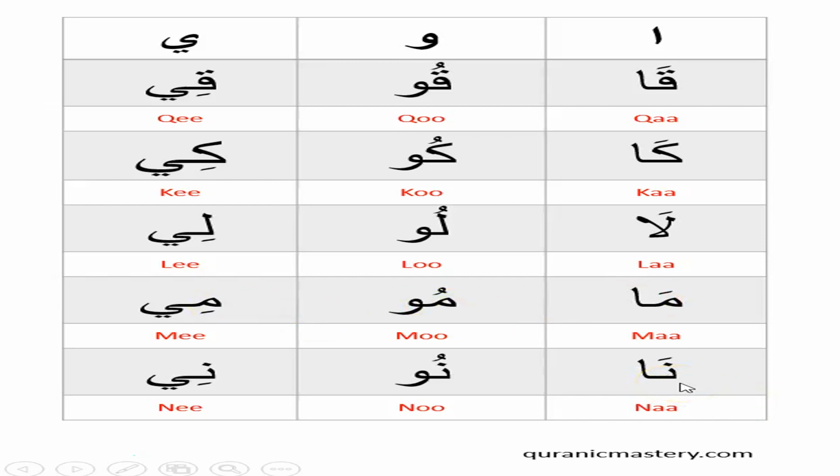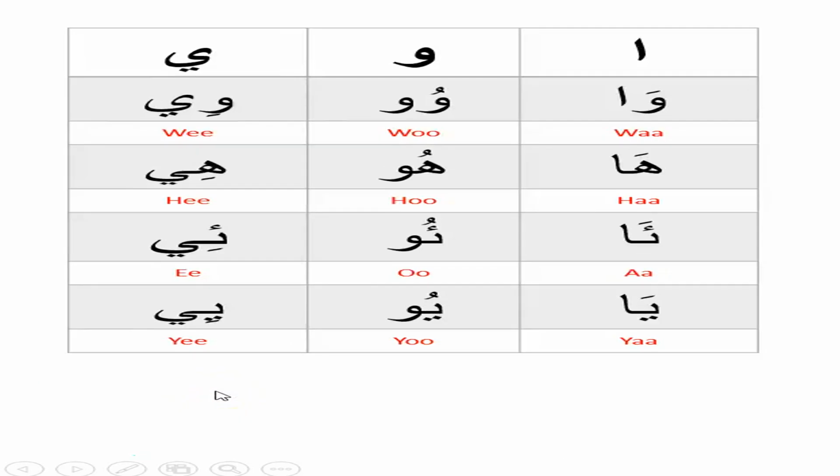Na, not flat. Na. Nu, ni. I'm sure you're getting the hang of this. Wa, wu, wi is very easy.